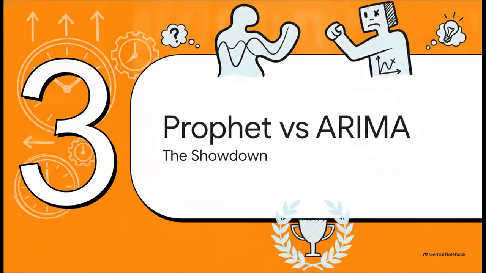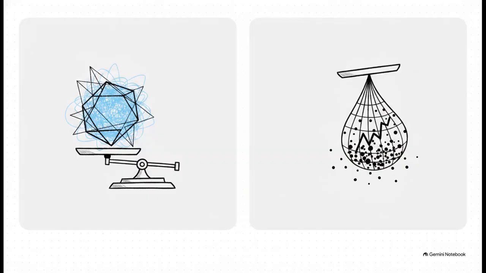Which brings us to the big showdown in Section 3, Profit compared to ARIMA. So, what's the trade-off? Because there's always a trade-off. ARIMA gives you incredible mathematical precision and can absolutely outperform Profit, but only on datasets that perfectly satisfy its strict underlying statistical assumptions. Plus, it requires a lot of manual expertise. Profit, on the other hand, trades away a tiny bit of that rigid statistical precision in exchange for massive ease of use. It is an absolute hero when it comes to handling messy, real-world business data that's full of missing values, crazy outliers, and overlapping seasonalities.